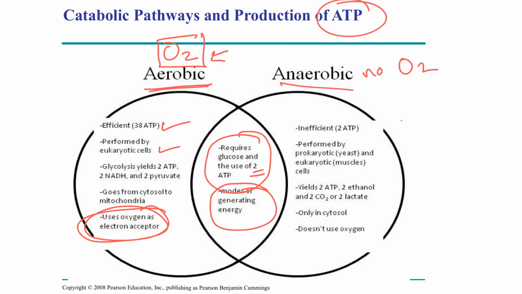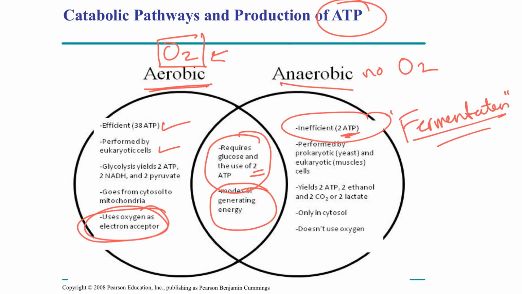Anaerobic respiration for most organisms we call fermentation. There is a difference, but I'll talk about that in my next lecture. It's not very efficient. It only produces a few ATPs, but you don't need to use oxygen. And it produces some other products which we'll be talking about. Yeast cells perform this, some bacteria perform this, and actually our muscles can perform this for a short period of time.